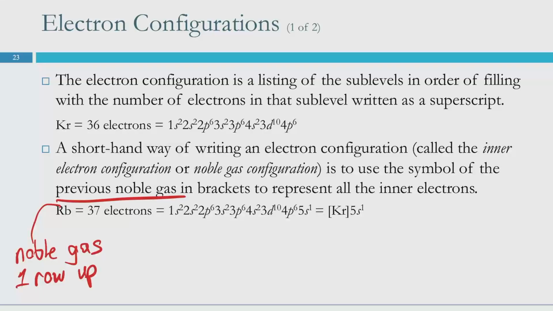We have rubidium, so we have 37 electrons, so we have 1 more, and we just add that 1 more electron to the next energy level. And the next orbital that we would fill up is the 5s. We've got 1 electron, so it's 5s1.